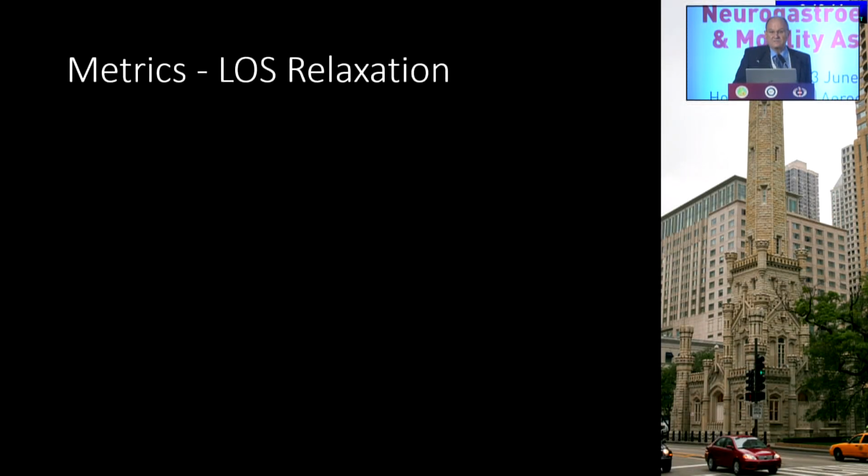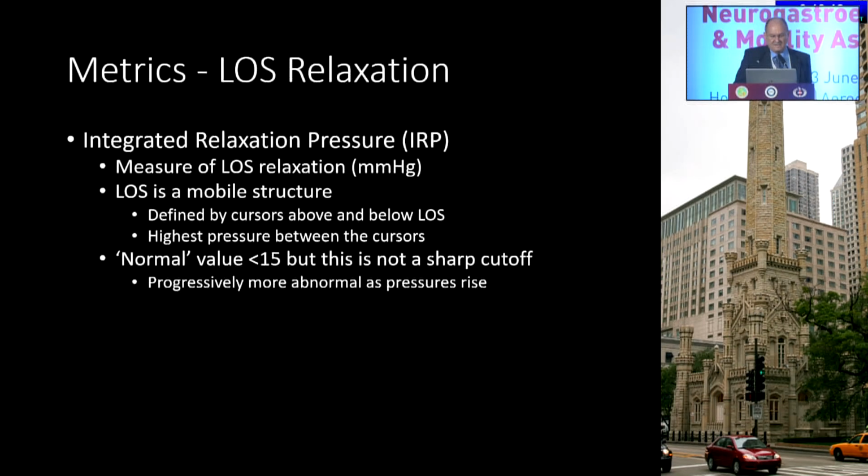So if we turn first to LOS relaxation, as we mentioned, this is the integrated relaxation pressure. And this is the mean of the lowest 4 seconds of pressure during the swallow, and it's measured in millimetres of mercury. We do have to remember that the lower esophageal sphincter is a mobile structure, and so we have to place a cursor above and below where we expect the LOS to be, and we take the highest pressure between the cursors as being the pressure of the LOS.